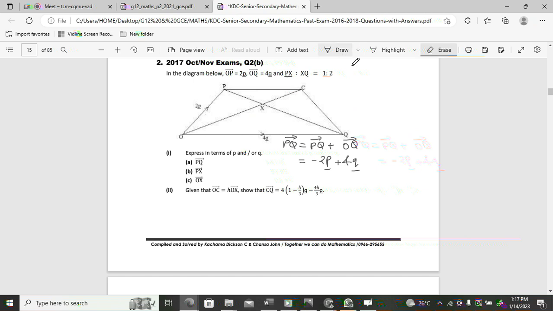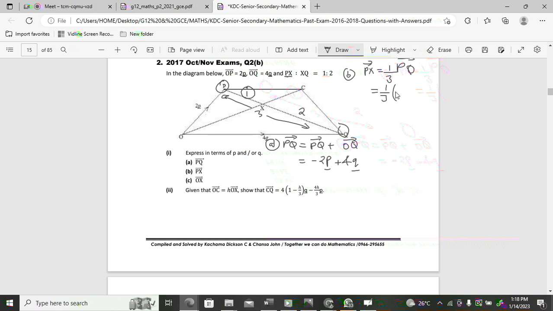And then the next one to find, we want to find PX. Now, how do you find PX? Since we know PQ, we know that this is 1, this is 2, and the total is 3 from here up to here. We want to find PX. So PX is just 1 out of the total, which is 3. And the total is PQ. So PX is 1 out of 3 of PQ, and we're going to write that as 1 over 3.